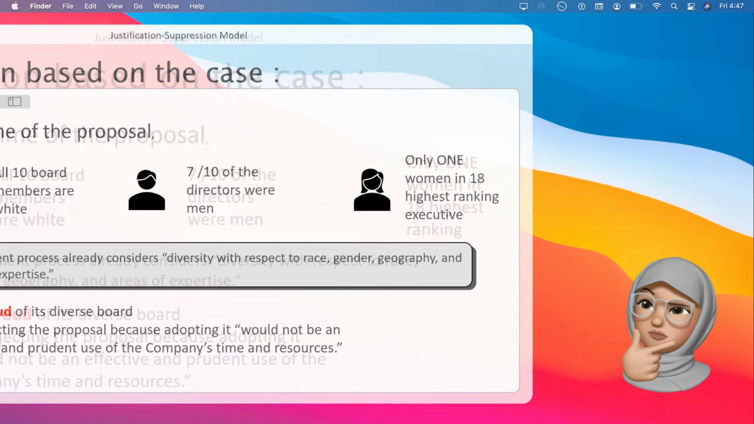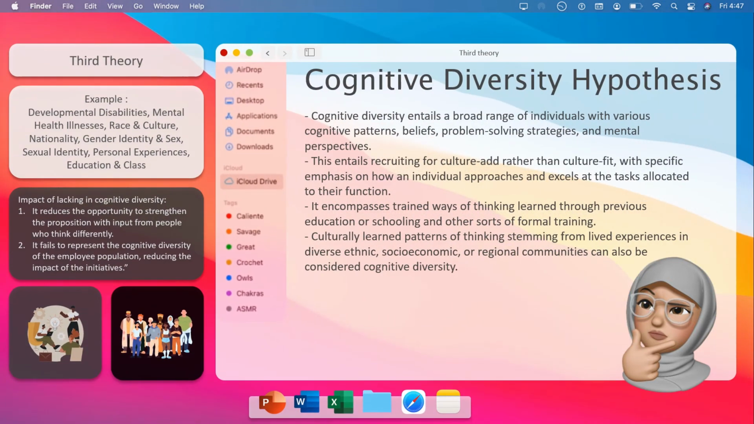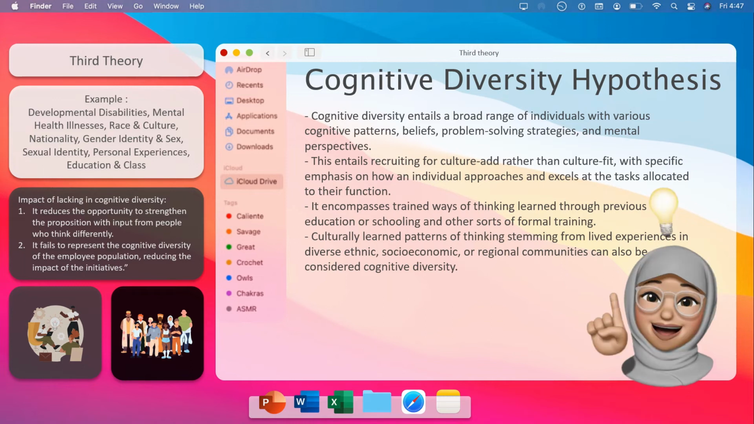The next and last theory is the cognitive diversity hypothesis. Cognitive diversity entails a broad range of individuals with various cognitive patterns, beliefs, problem-solving strategies, and mental perspectives. This entails recruiting for culture add rather than culture fit, with specific emphasis on how an individual approaches and excels at the task allocated to their function. It encompasses trained ways of thinking learned through previous education or schooling and other sorts of formal training. Culturally learned patterns of thinking stemming from lived experiences in diverse ethnic, socioeconomic, or regional communities can also be considered cognitive diversity.